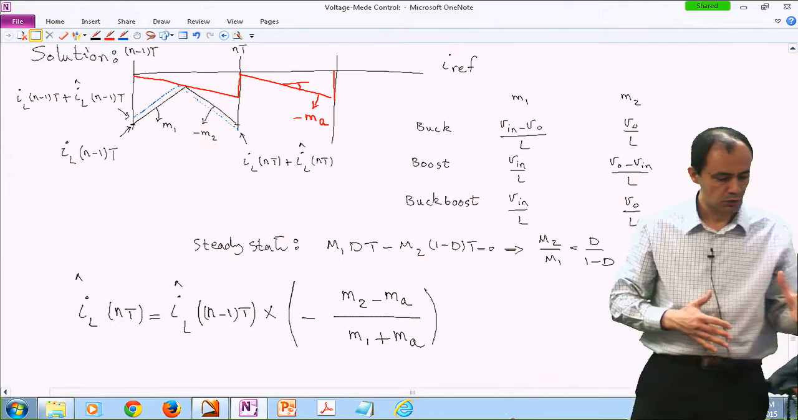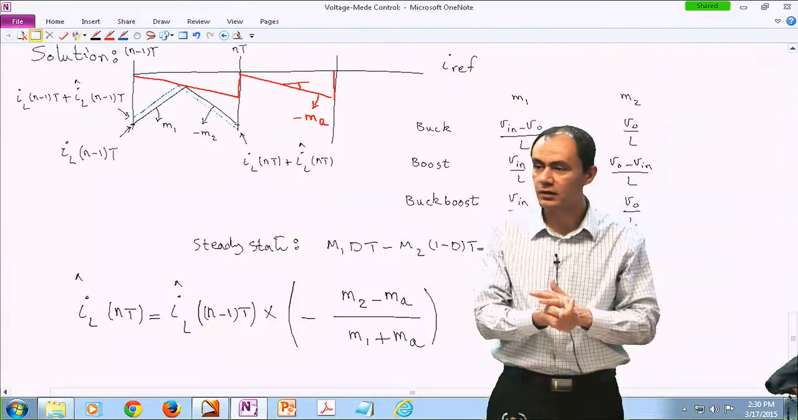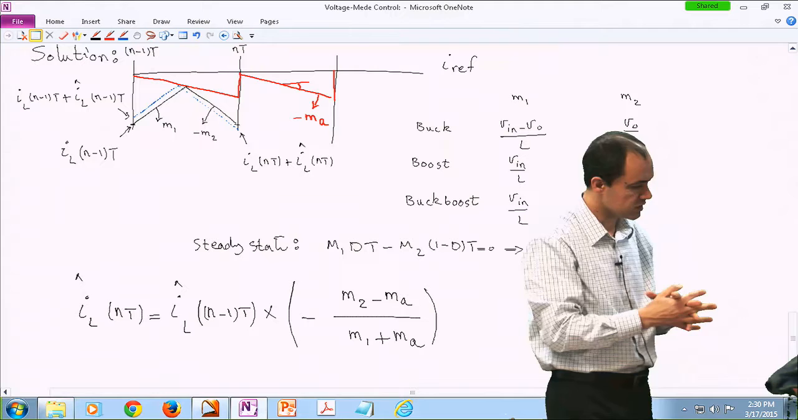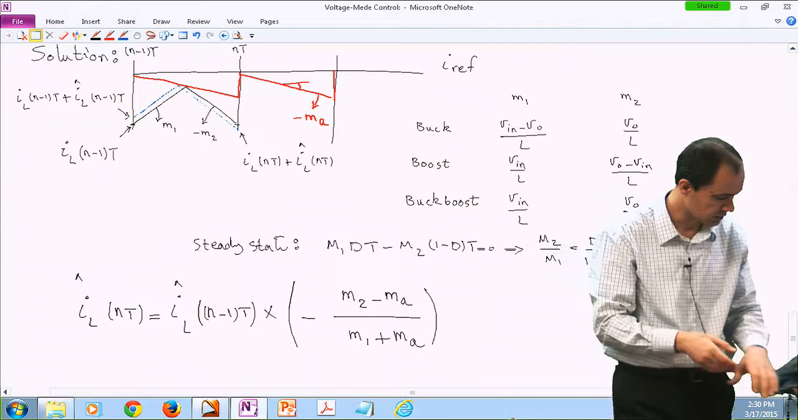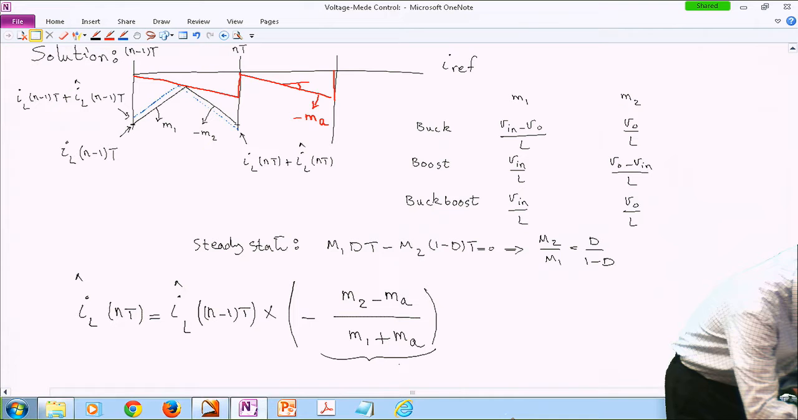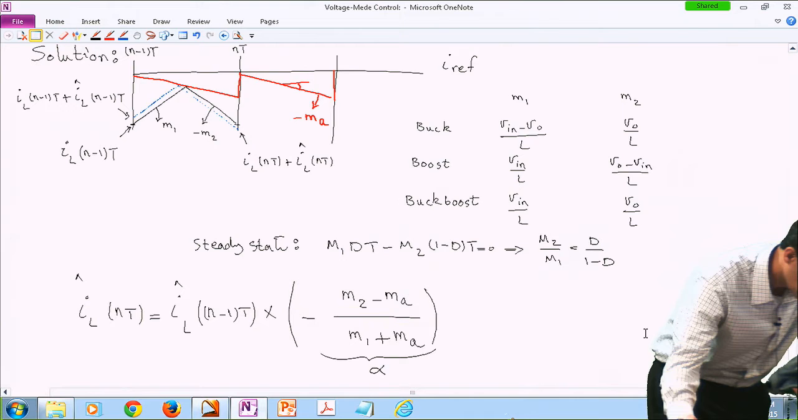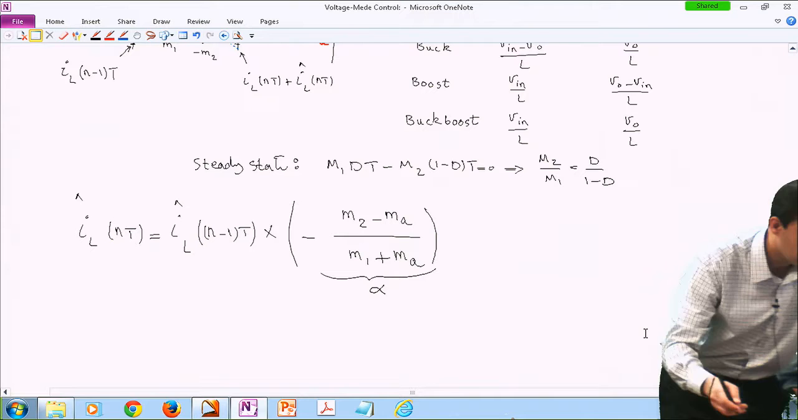And we define what M1, M2, and M sub A are. M1 is the rising ramp of the inductor current. M2 is the falling ramp, taking care of the negative sign already. And M sub A is the ramp, or the slope, of our auxiliary signal. Okay. I'm going to just label this whole thing as alpha.